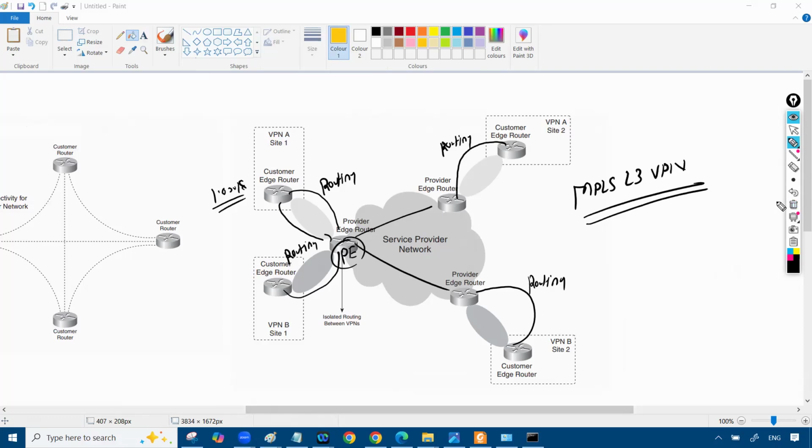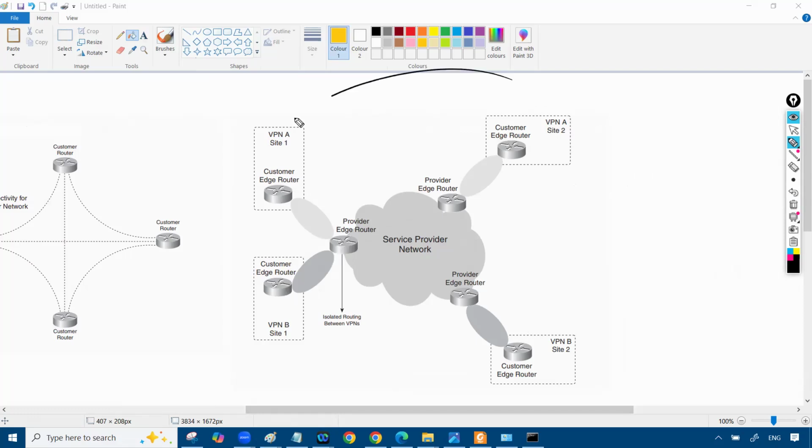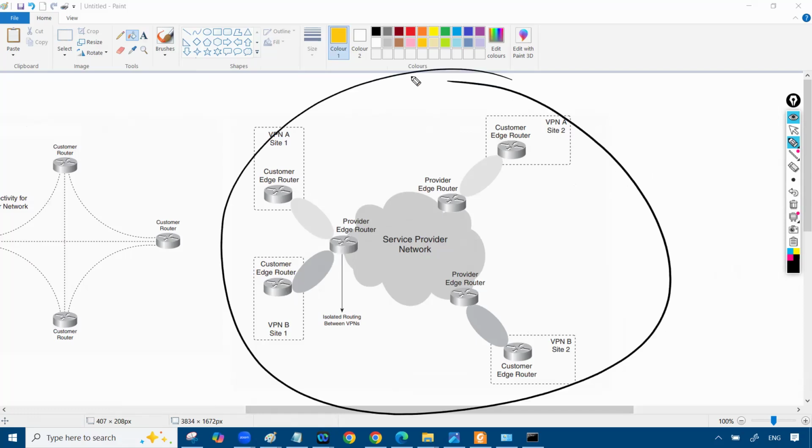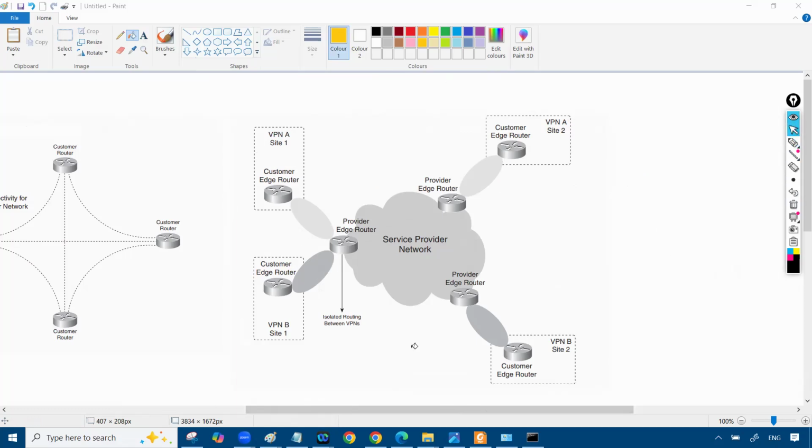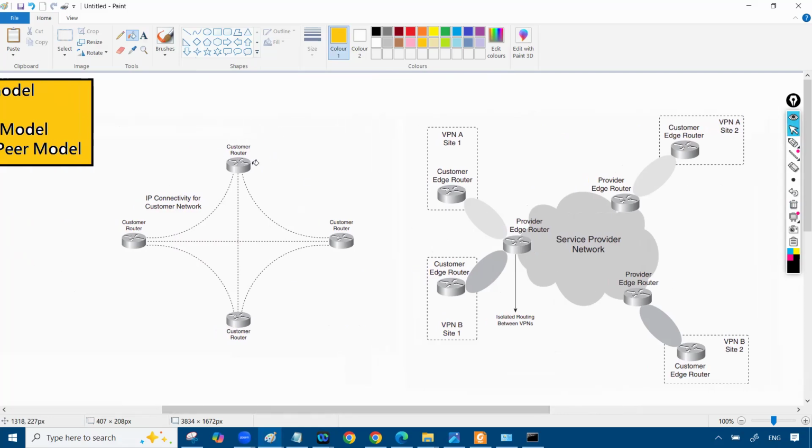Now, the question is which one is the better solution? The best solution is, of course, the peer-to-peer model, because it gives you an amazing level of scalability that you don't have in the overlay model. In this model, if you remove a site or add a site, it's not going to impact the other branches or other sites. But in the overlay model, if you remove any site or add any site, it's going to impact the other branches as well. And that's why MPLS L3 VPN is using the peer-to-peer model, not the overlay model.